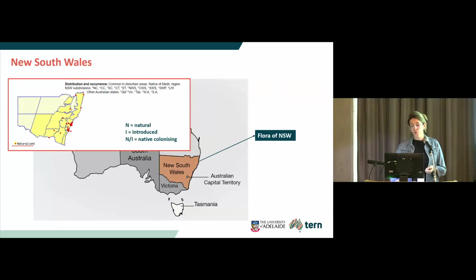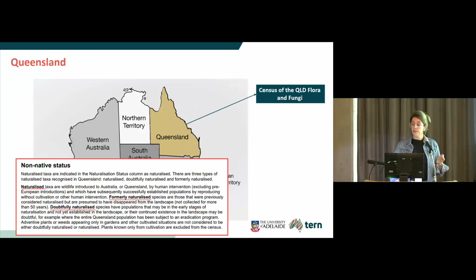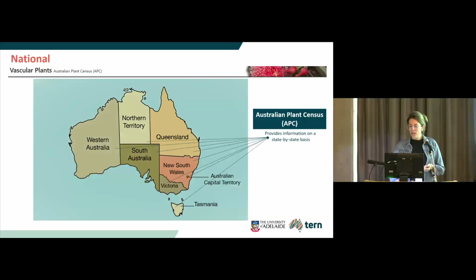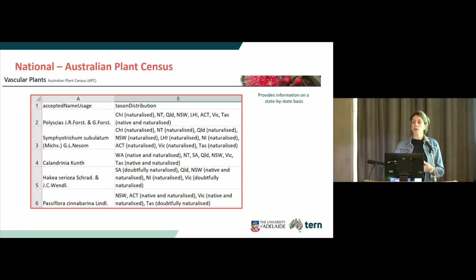New South Wales: natural, introduced, native colonising. The census of Queensland: naturalised, formally naturalised, doubtfully naturalised. And then of course there's the Australian Plant Census, which is the authoritative list for vascular plants in Australia. The information is provided to the APC on a state-by-state basis. So when we look at this table in the APC for distribution, all of the information is concatenated into the one field. So for each state, it has in brackets whether it's naturalised or doubtfully naturalised or any of those other terms used.